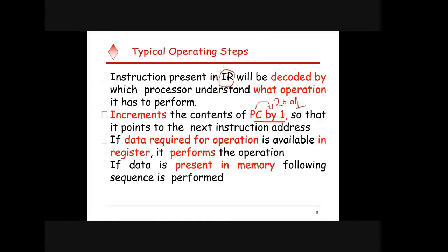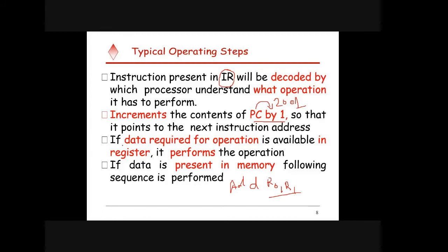That is the next step of instruction. After that, if the data required in the operation is available in the register, then it performs the operation. For example, if the initial instruction I have shown is add R0, R1, both R0 and R1 are available inside the processor. There is no need for fetching anything from the memory, so the ALU can immediately perform the operation.